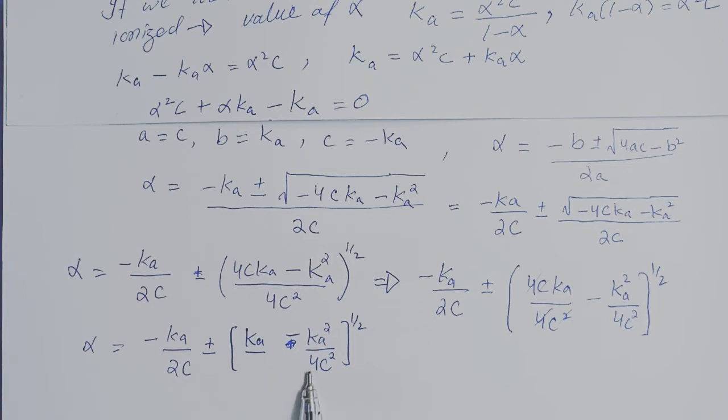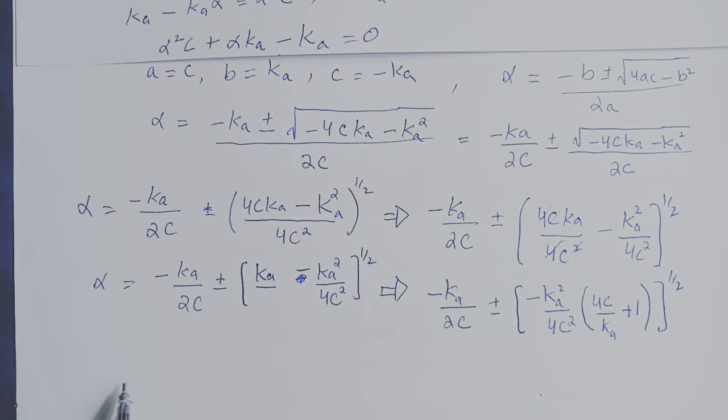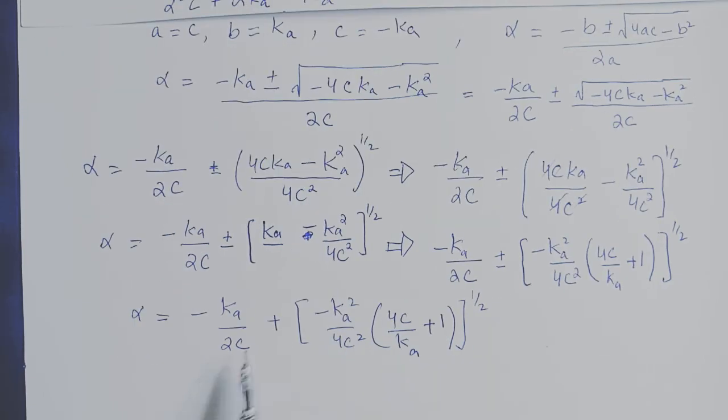So here we can take a common term, that is Ka square over 4c square. So here we have taken the term minus Ka square over 4c square from here. So now let's take the positive part of the quadratic formula, that is minus Ka over 2c plus the square root of Ka square over 4c square, plus 4c over Ka. Here again we can take a common factor, that is Ka over 2c, between these terms. That will lead to a final relation, that is Ka over 2c.